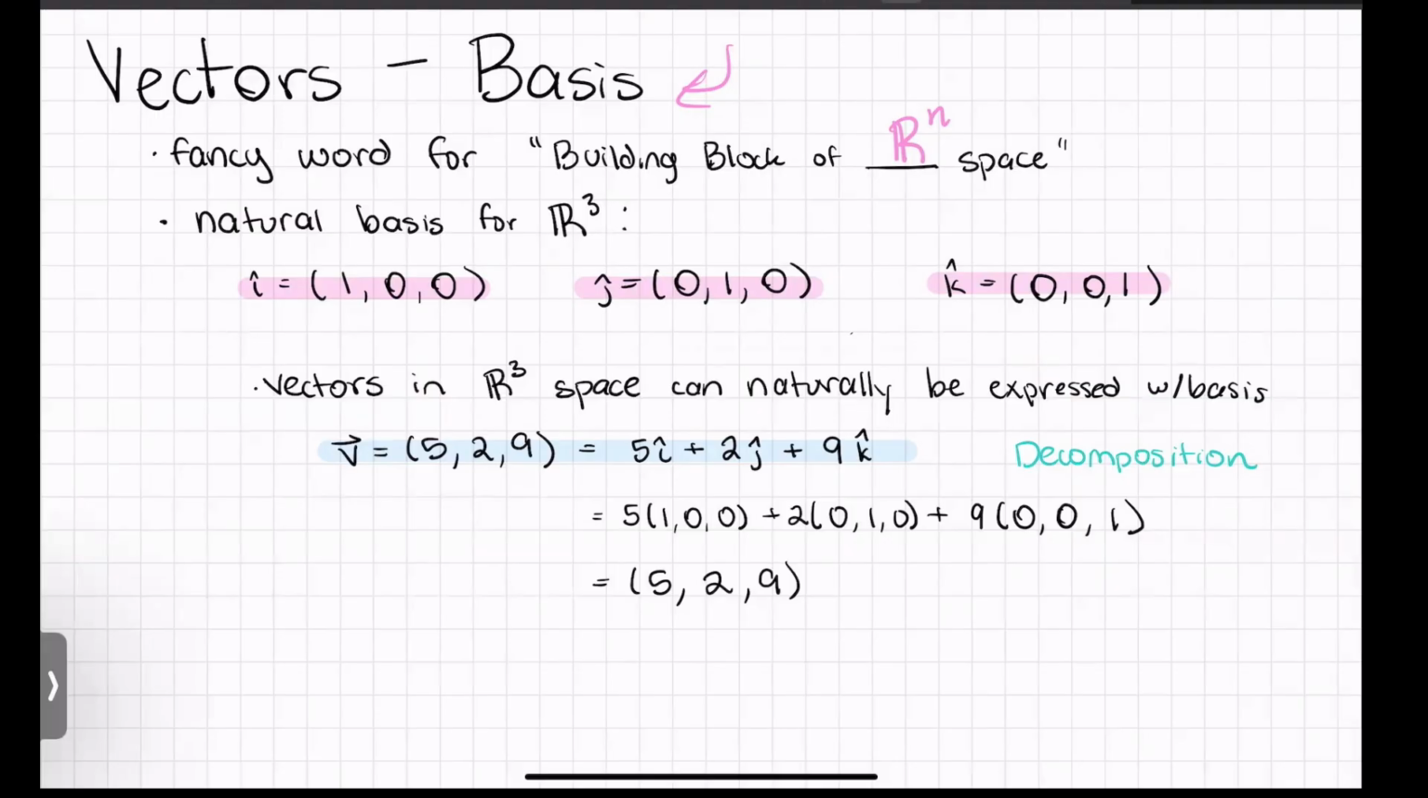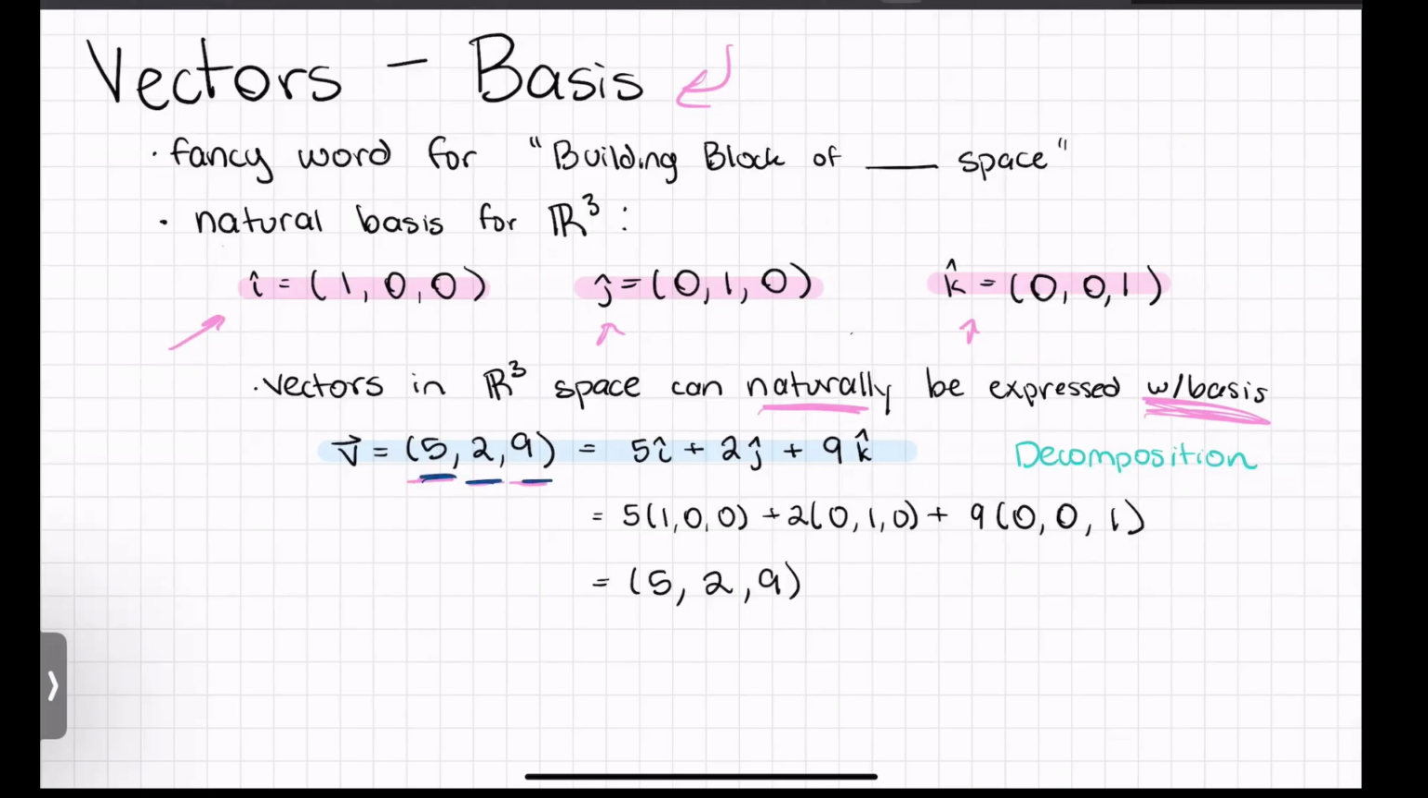I think it's all better if we build this up with a little bit of intuition. So let's look at what the natural basis for R cubed is. The natural basis is going to be i, j, and k. And I'm just letting you know this is what it is. There are proofs, but we don't have to worry about those proofs. But we can see how each vector in the 3D space can be clearly and naturally expressed with these building blocks. So let's take the vector 5, 2, and 9.